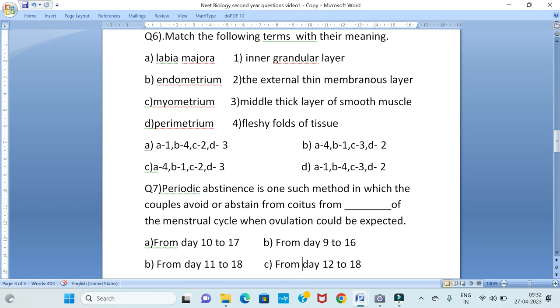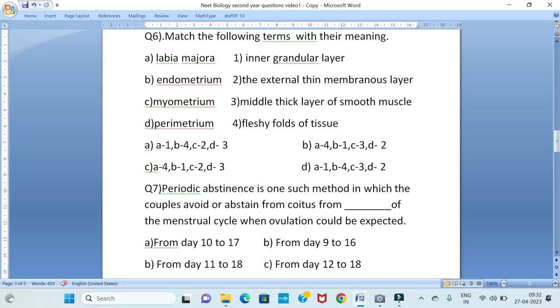So the answer is A, from day 10 to 17. From day 10 to 17. J is 10, Q is 17. JQ. J means gents, Q means queens, ladies. Like that you can remember.